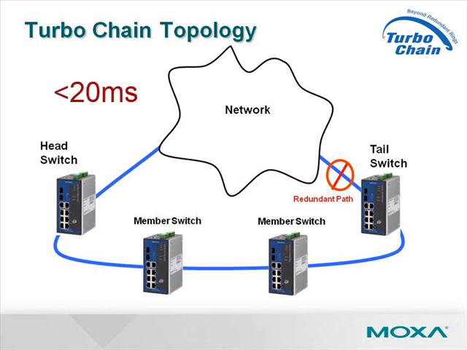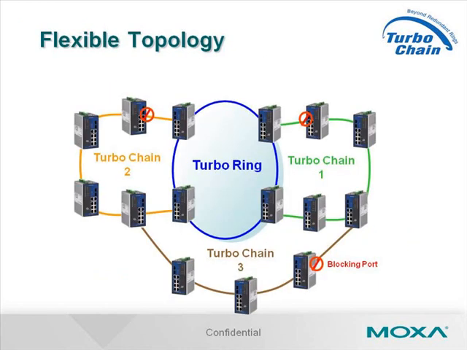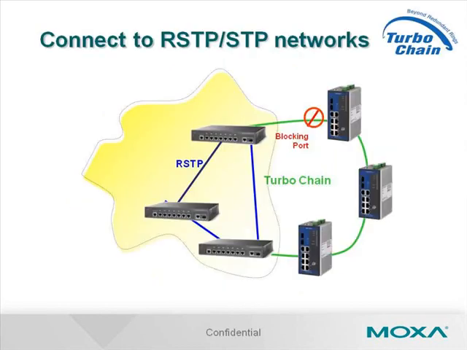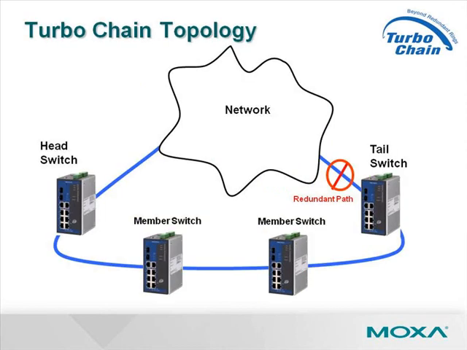1. It has an industry-leading recovery time of less than 20 milliseconds for up to 250 switches. 2. TurboChain is flexible. You are no longer limited to ring-only topologies. And 3. TurboChain saves you time and money.